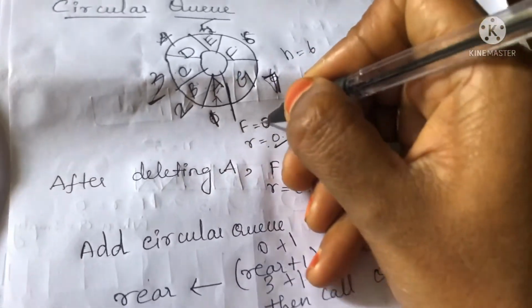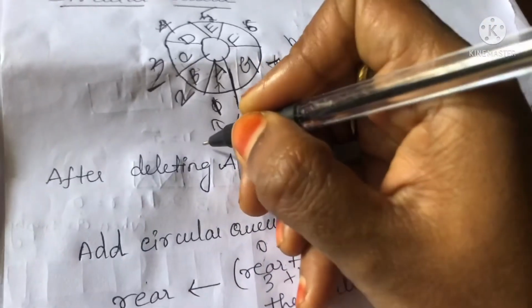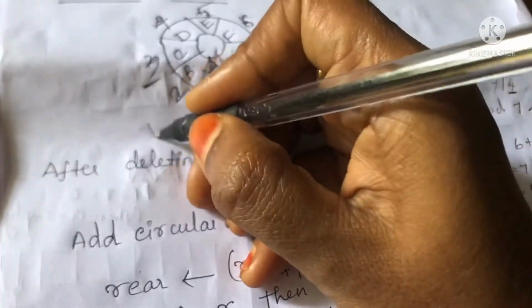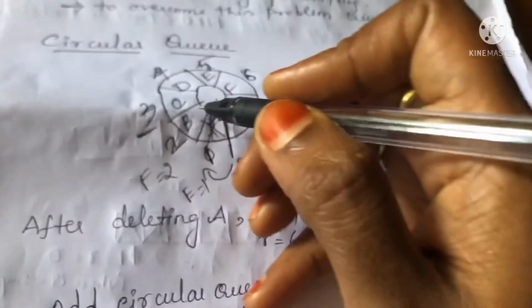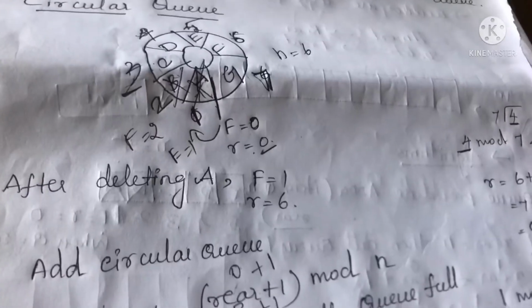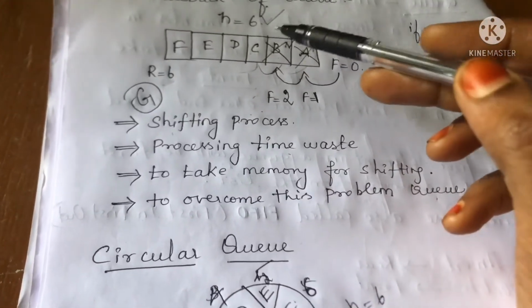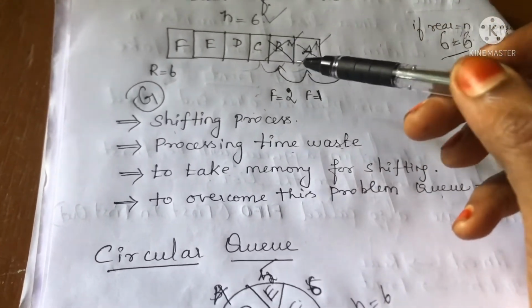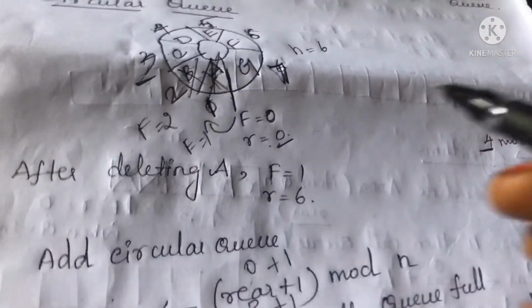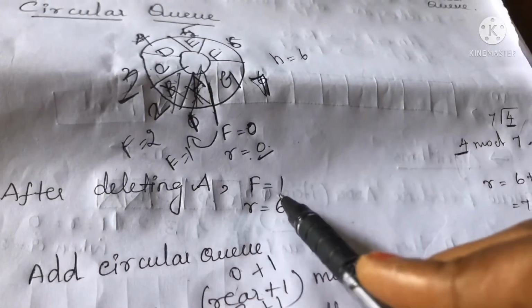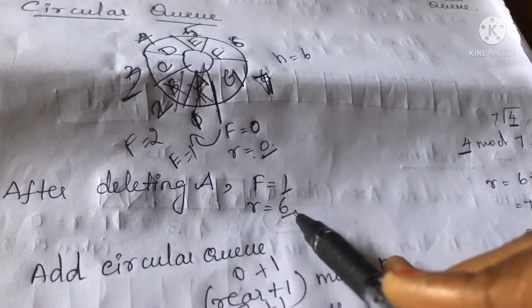The front value is 0. If I increment the front value, it will be 1, and I remove the element A. Likewise front value equal to 2, and I remove the element B. Now in the old queue methodology we can't use this place, because only after shifting can we use it. But in the circular queue, after deleting A, front value will be 1, and rear value is pointing to 6.